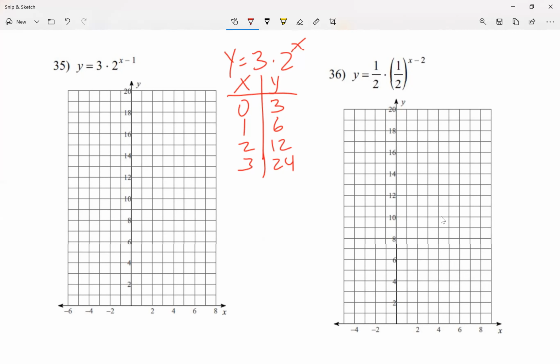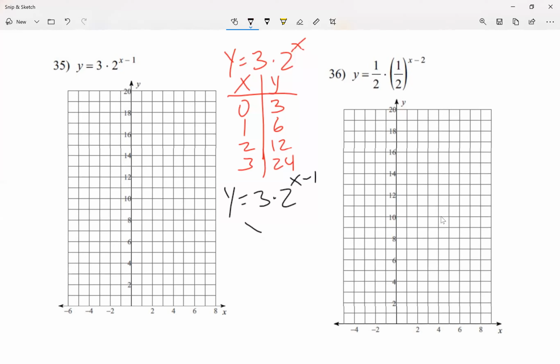Now let me think of the whole function. Y equals 3 times 2 to the x minus 1. All right, so that means that on the x values, I'm going to add 1. The x values are opposite of what we see. I know it says x minus 1, so I'm going to add 1 to my x values. So let me make my table here.